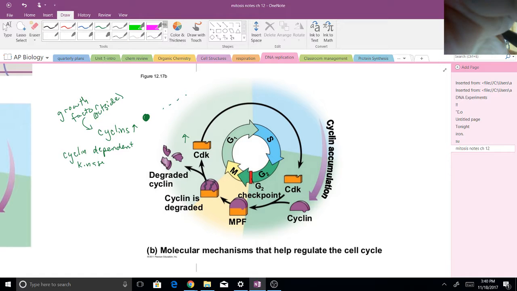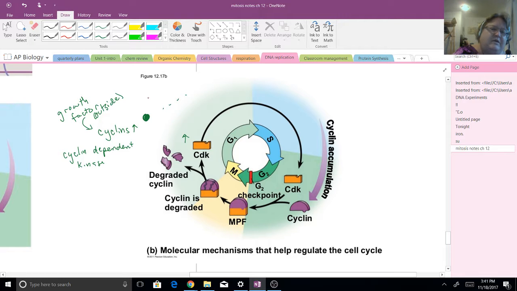Now, that's all well and good, but what happens if there are problems? Well, let's go ahead and do a quick stop. So there's our little stop signal. Now, you're going to actually hear one that is going to be familiar. That's going to be later on. But in the G1 checkpoint, there is a very important molecule called P53. Sorry, let me rewrite that.